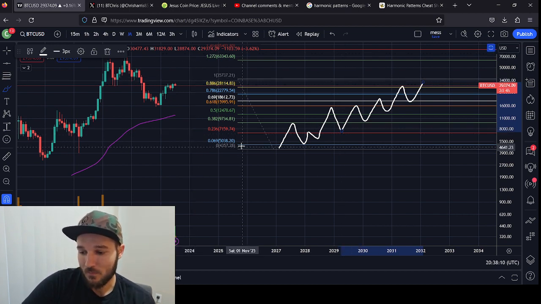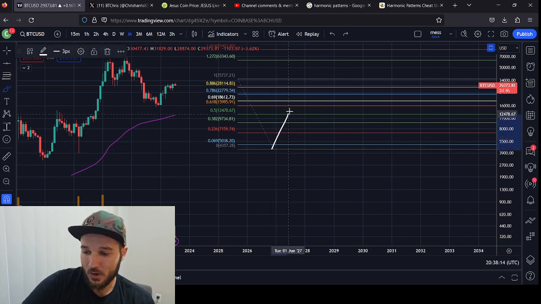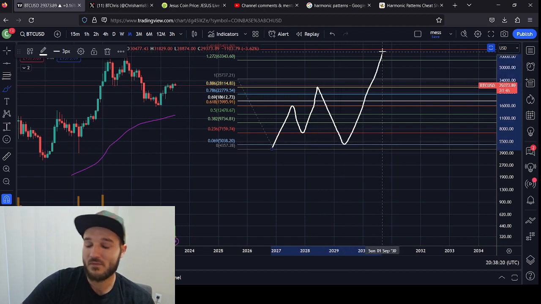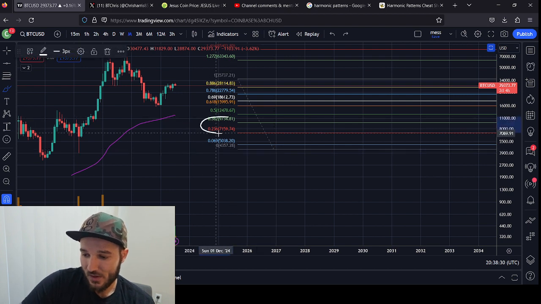Do wonky things happen? Do weird things happen? Can you go all the way up to the 618, find support on the 236, go up to the 886, come back down to the 0.69, go up and find extensions from there? Yeah, it does happen. It's just not common. So the expected thing to do, to put it simply, is pay attention to these levels.